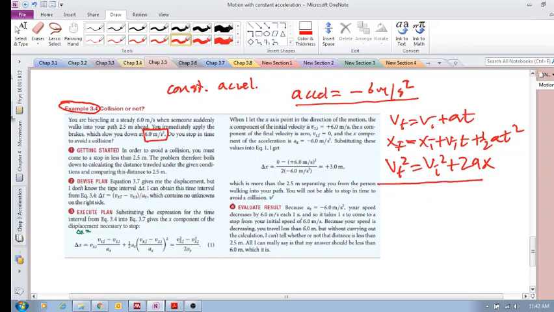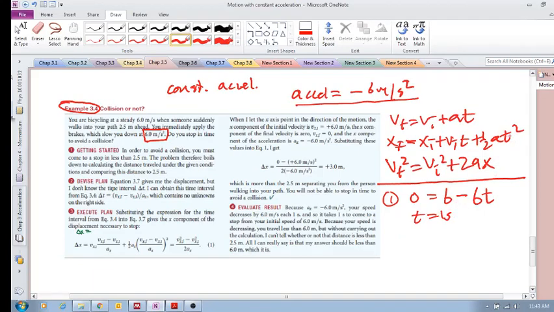So, if I try to solve this the long way, I can first say, well, let's take this equation and say my final velocity is 0, my initial velocity is 6, and my acceleration is minus 6, and then I can solve for time, and I get time is 1 second. Then I apply this, I plug this into there.